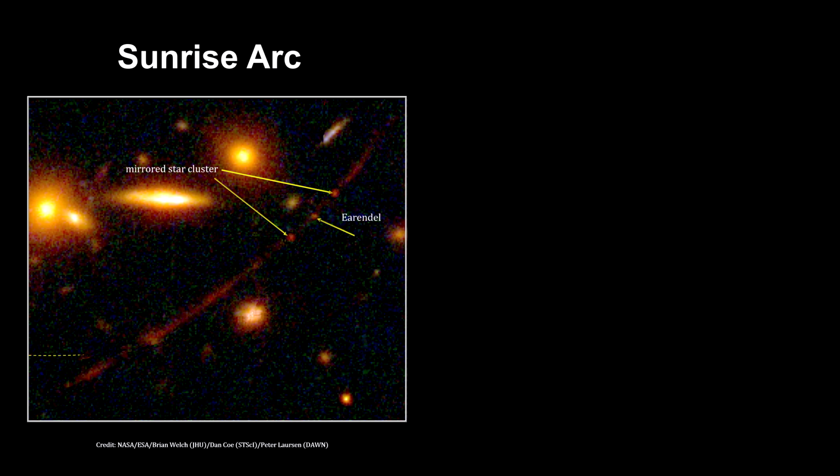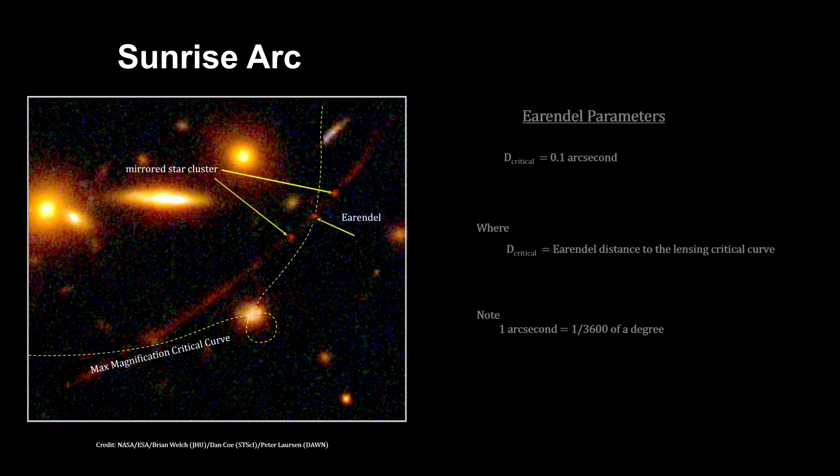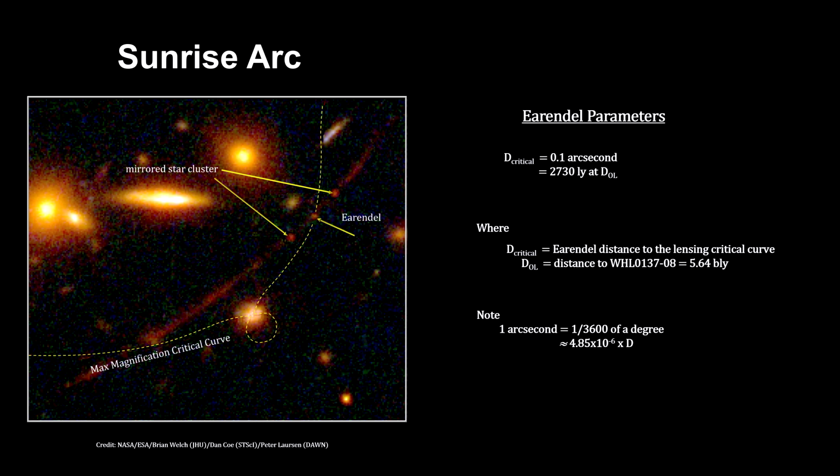4 different models were used to locate the lensing critical curves. Here's one of them. The others are quite different, but they all pass through Earendel. The magnification drops off rapidly as the distance from the line increases. Earendel's distance from the line is within 0.1 arc seconds. That's a very small angle, but at these distances, it represents 2,730 light years.